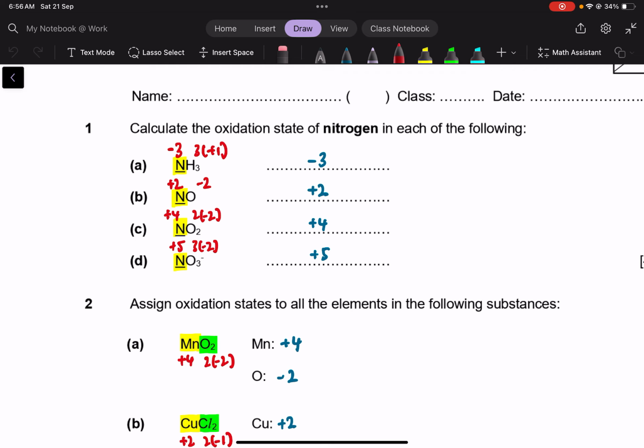So do take note for part D, the ion actually has a charge. So the sum of all the oxidation states of all the atoms will be -1. So from here we can deduce that for C it will be +4, and then for D it will be +5.